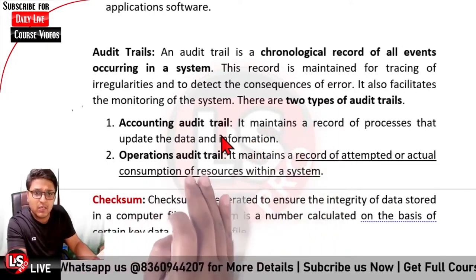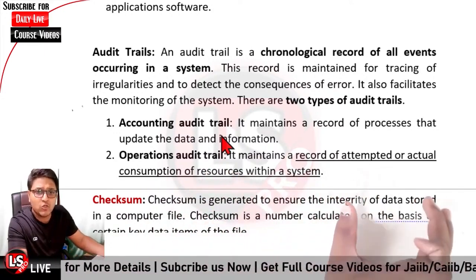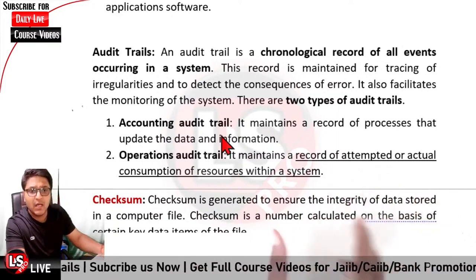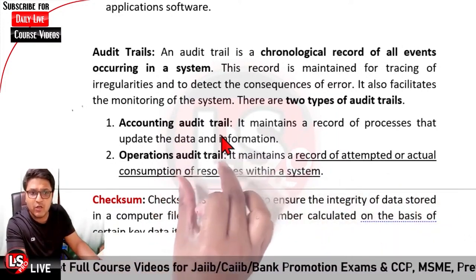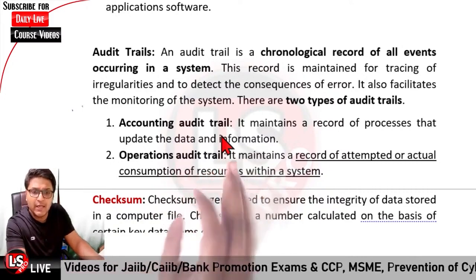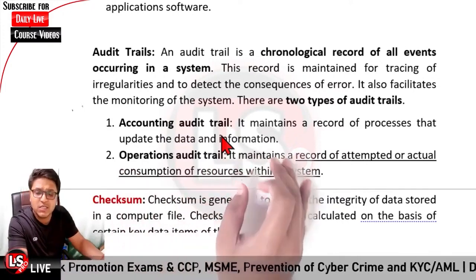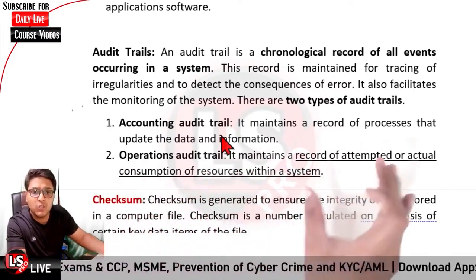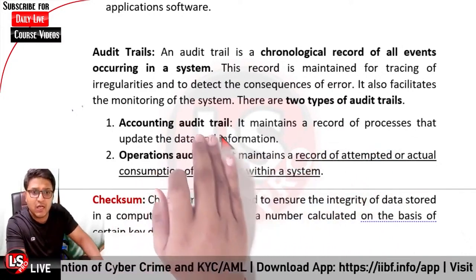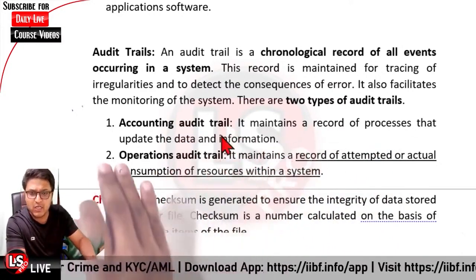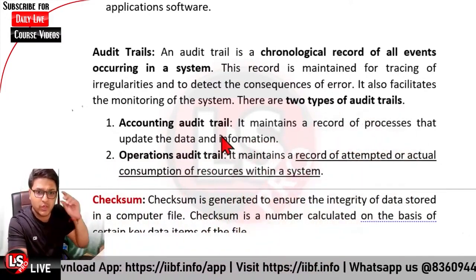When we are dealing with the operational audit trail, it maintains a record of attempted or actual consumption of the resources within the data. So with the operational audit trail, we are basically dealing with which person has used the resources and which resources were particularly used. Further, when we are dealing with the accounting audit trail, we are dealing with what led to the updation of the data and the information regarding the updation of the data. Okay, that is regarding it.